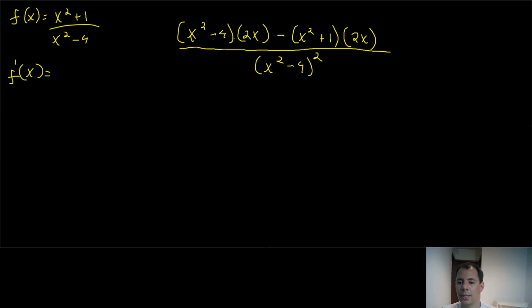Oh yeah, it's minus 8x plus 2x, but then you have a minus here, so it's minus 8x minus 2x, which is minus 10x. So it's going to be minus 10x divided by x squared minus 4 squared. Yeah. This is the first derivative.